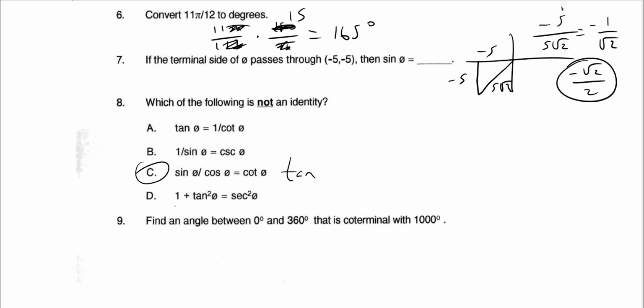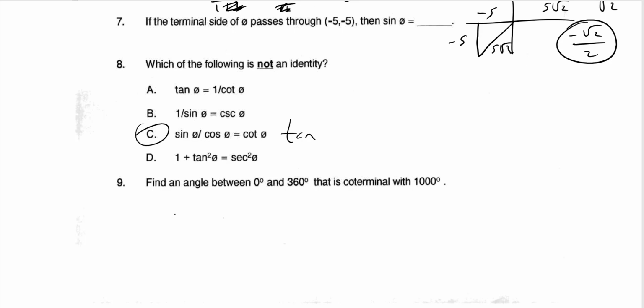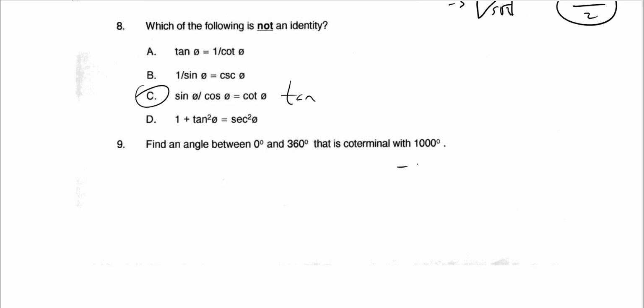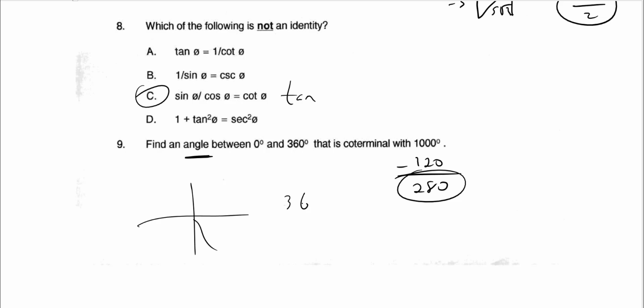Okay. Number 9, find an angle between 0 and 360 that is coterminal with 1,000. Basically, you're just subtracting two 360s, so subtract 720, and you get 280. So be careful. This is just saying find an angle. If I said find a reference angle, then because your 280 is right here, you would say 360 minus 280, which gives you 80 degrees. That would be a reference angle, but I'm not asking you for that. I'm just asking you for an angle. Okay? All right, so let's keep going here.